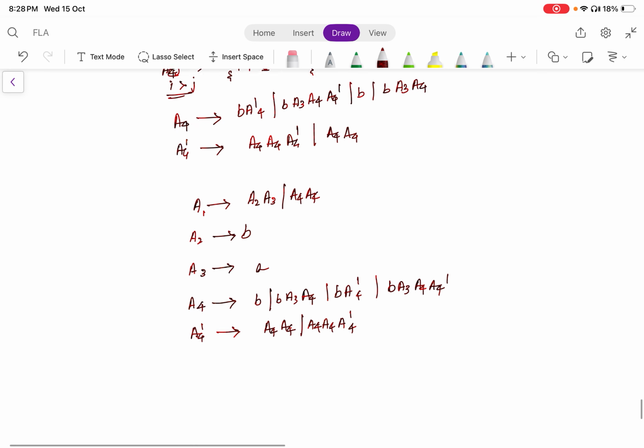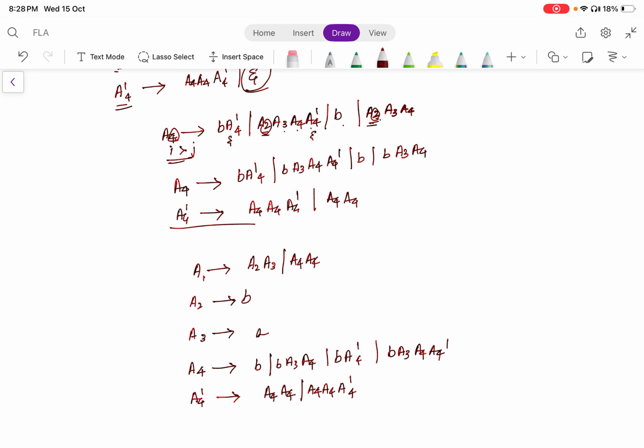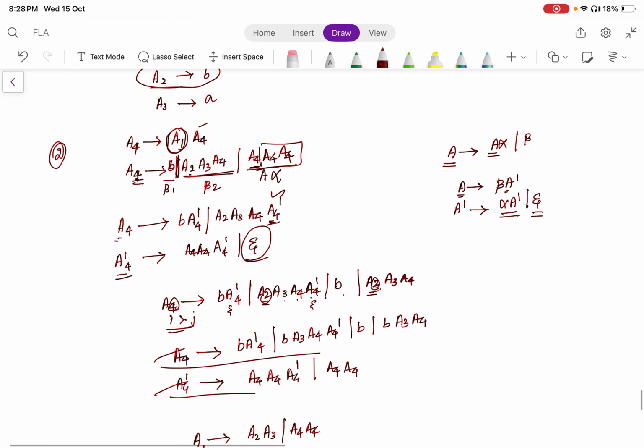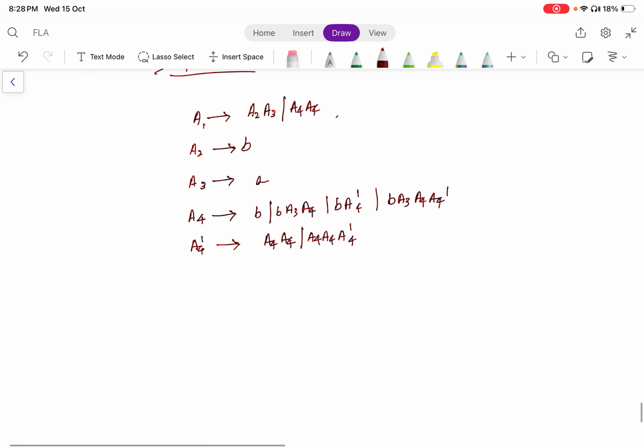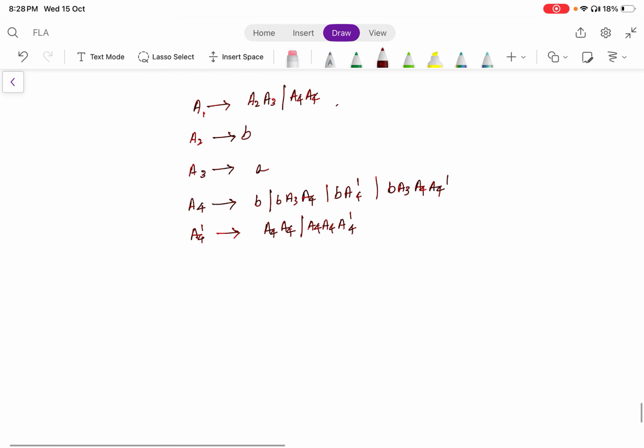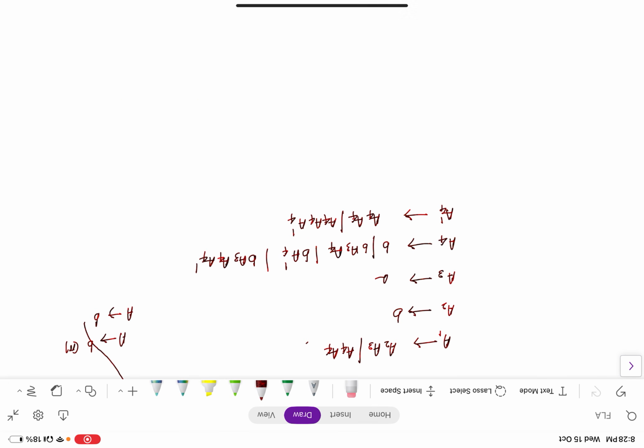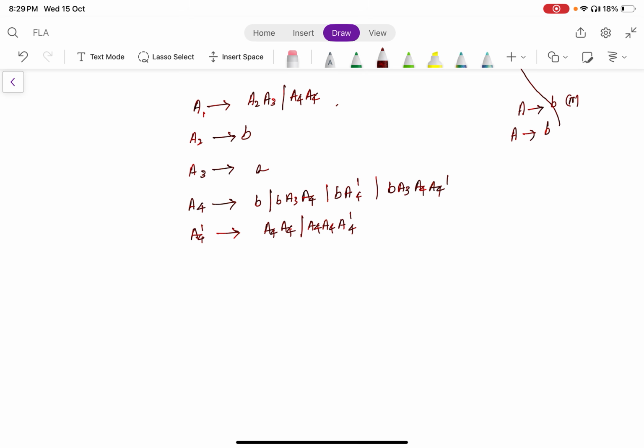So all these productions we found in the previous steps. See, this A4 is a new production, A4 dash is a new production, and A2, A3 we already have. Then A1 also we already have. So this is your new production. Now you have to check whether they are in GNF. So GNF is A tends to B or A tends to any terminal followed by non-terminal symbols, C1 till Cn.